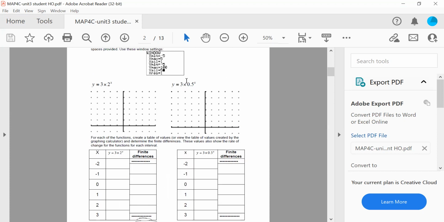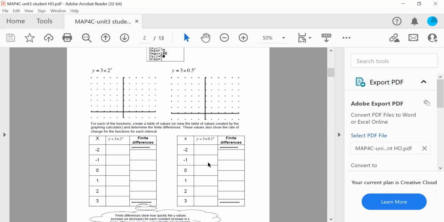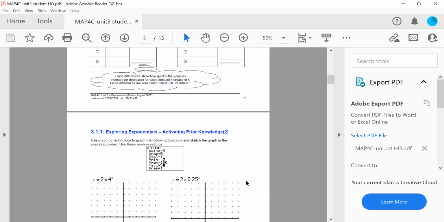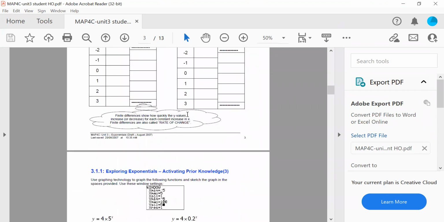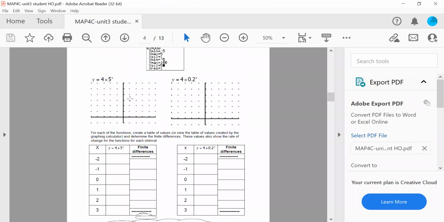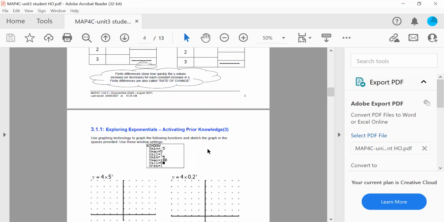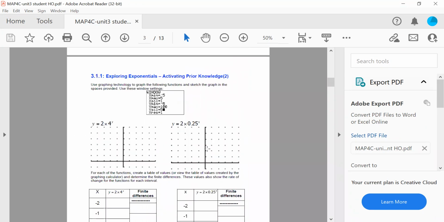So again, you're going to do the same thing with this one. Graph it on Desmos, on the graphing calculator. Put your x's in for the exponent, calculate your y values, do the finite differences, and move along. You've just got a couple of different ones that they're wanting you to do on these pages where they change the base number. And then you can just see how quickly it's either growing or decreasing, depending on what the equation is.